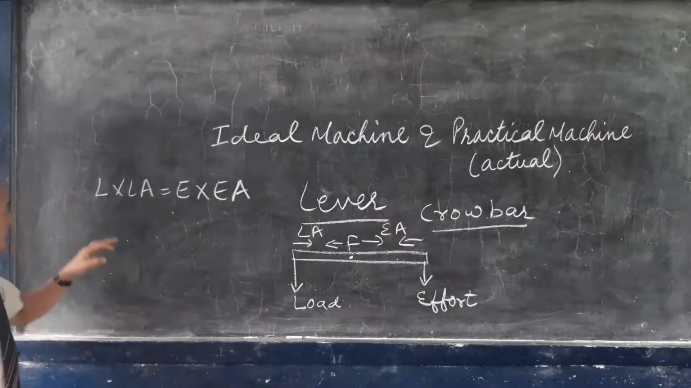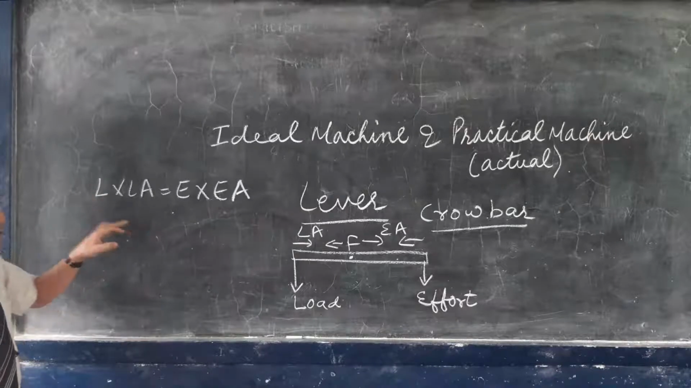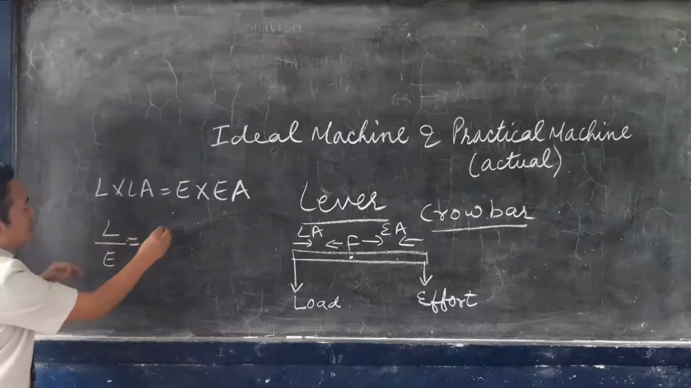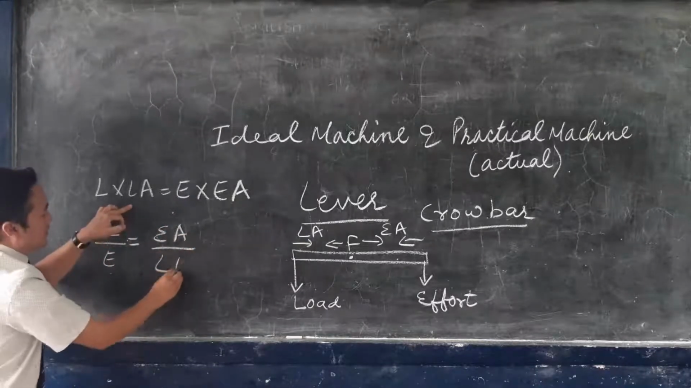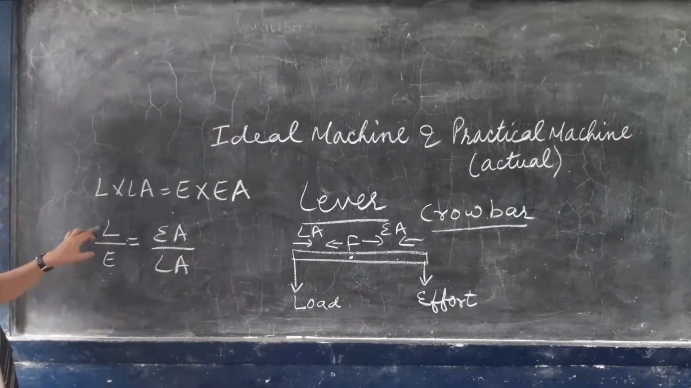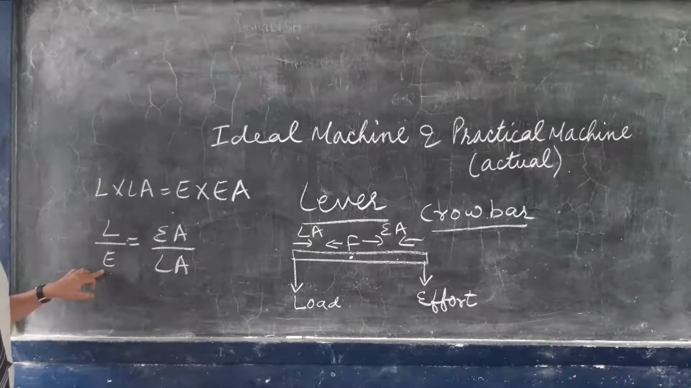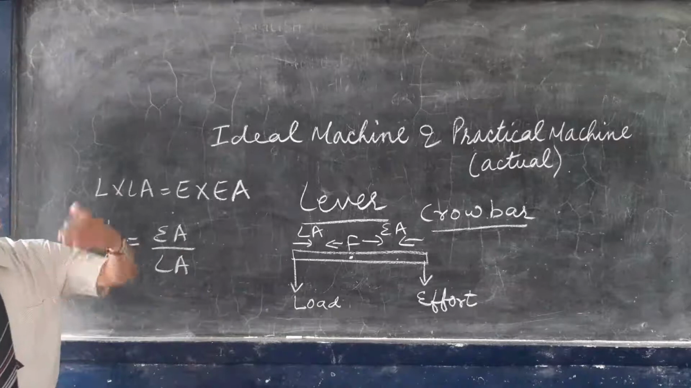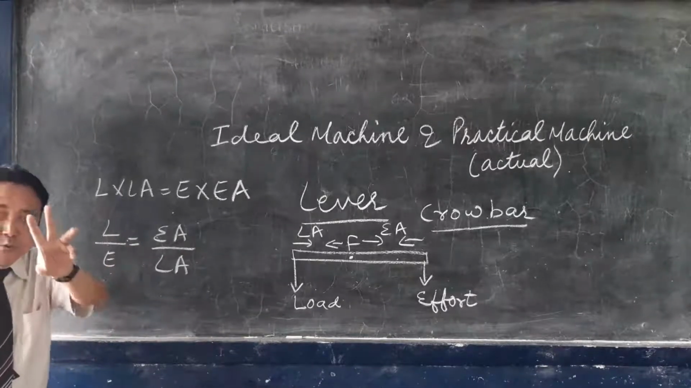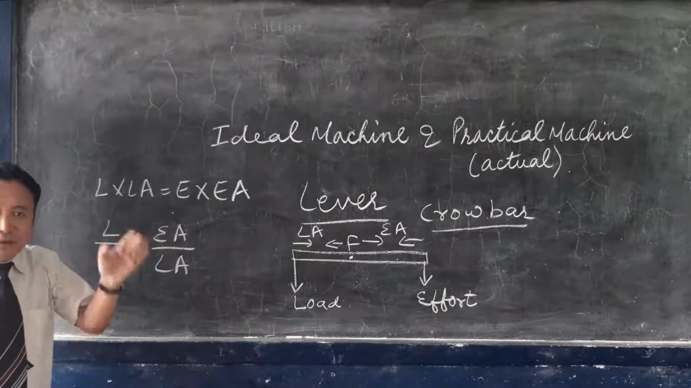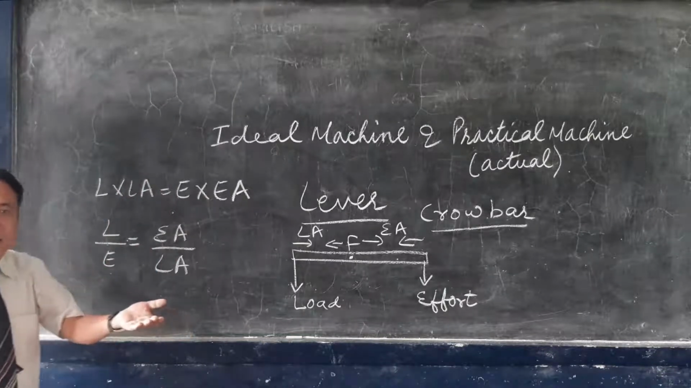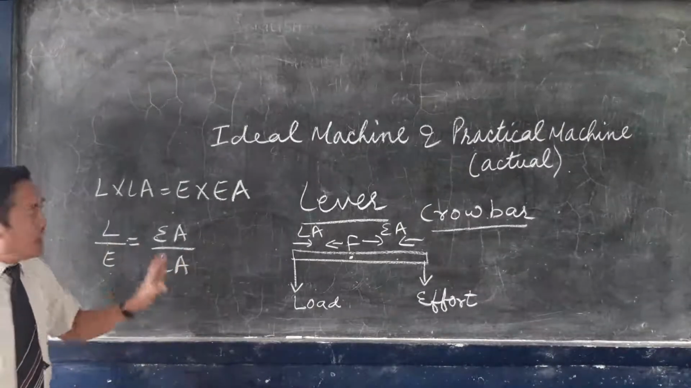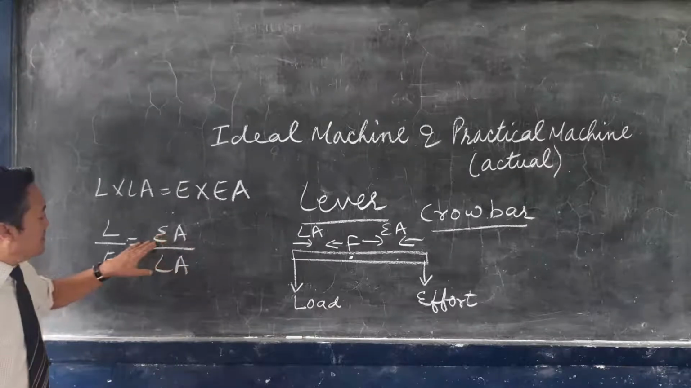So from here, mechanical advantage equals load divided by effort, and also effort arm divided by load arm. Now this load divided by effort is mechanical advantage. Then again, if the load arm and effort arm are given, you can calculate mechanical advantage another way also. Two ways you can calculate mechanical advantage. If the load and effort are given, then mechanical advantage equals load divided by effort. If the effort arm and load arm are given, then mechanical advantage equals effort arm divided by load arm.